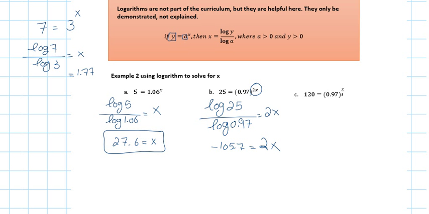Now I have to divide by 2 because I want to isolate for that x. It's going to be 52.8.